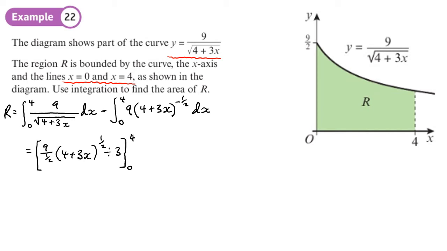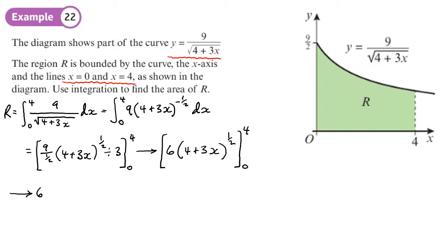This deserves tidying up in the bracket before we go any further. So 9 divided by a half, which is like 9 times 2, is 18. 18 divided by 3 is 6. So I will have 6, and then (4 plus 3x) to the power half, and we've got that between the limits of 0 and 4.